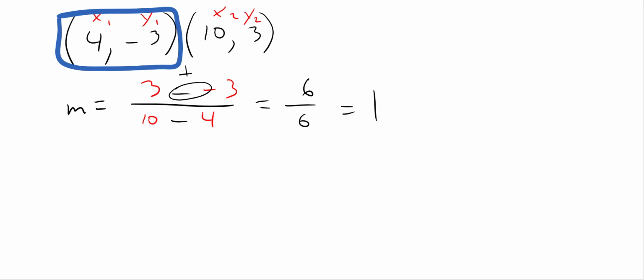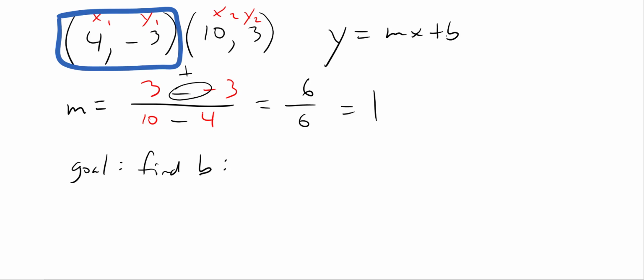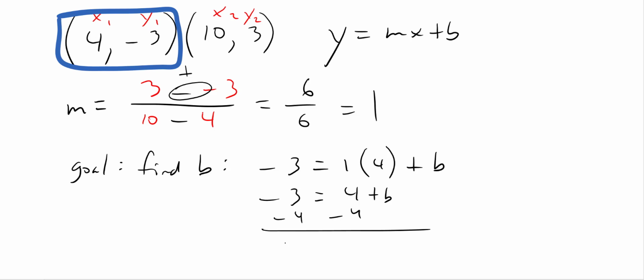All right? So let's plug it in. It's y equals mx plus b. Remember, our goal now is to find b. For now, okay? So again, we're plugging it in. I get y equals mx plus b. So plug everything in. So we got y, which is negative 3, equals m, which is 1, times x, which is 4, plus b. So negative 3 is equal to 4 plus b. Subtract 4 from both sides. So b is equal to negative 7.